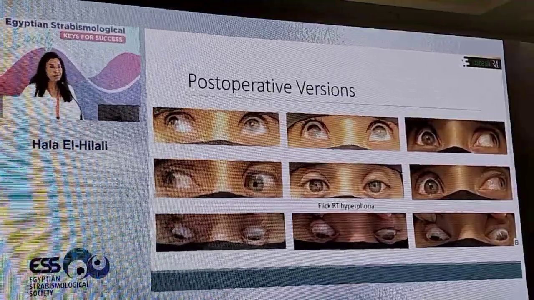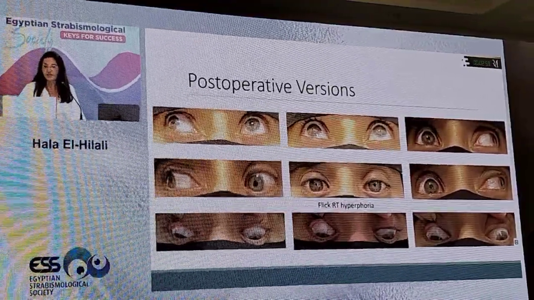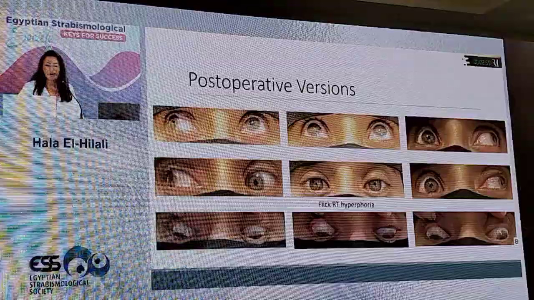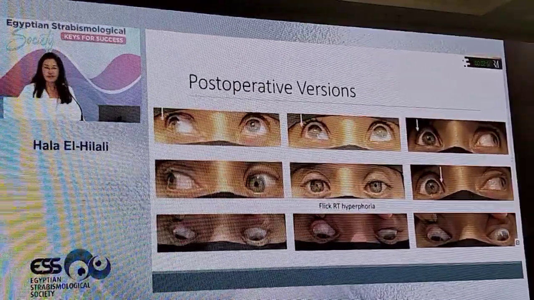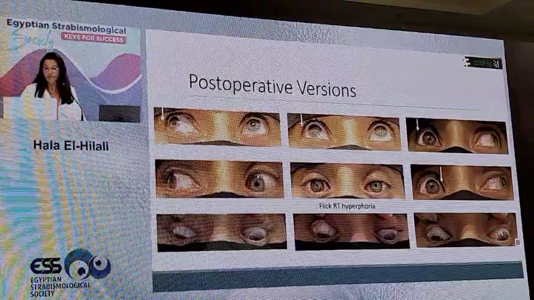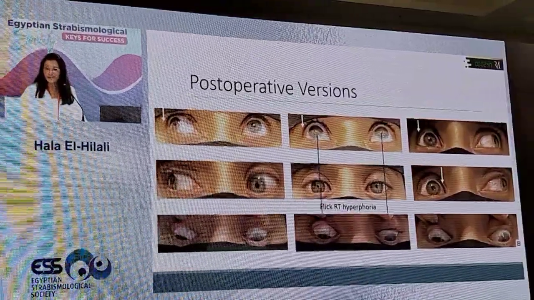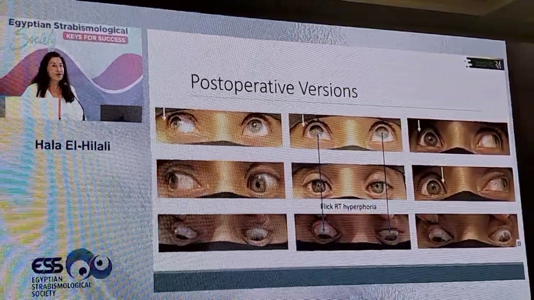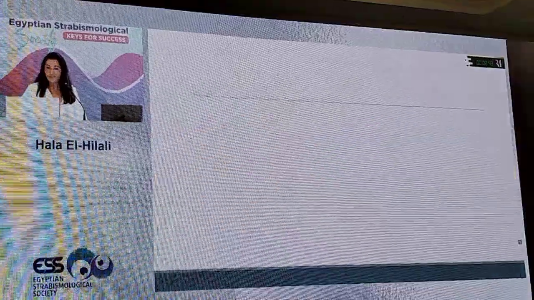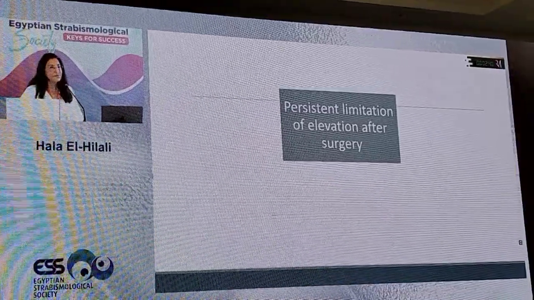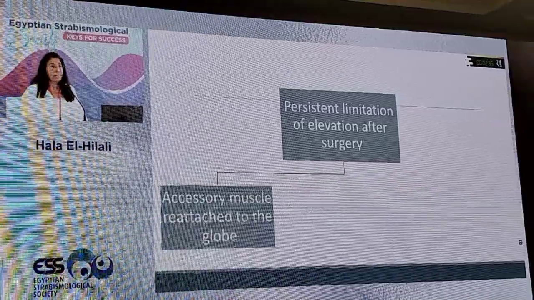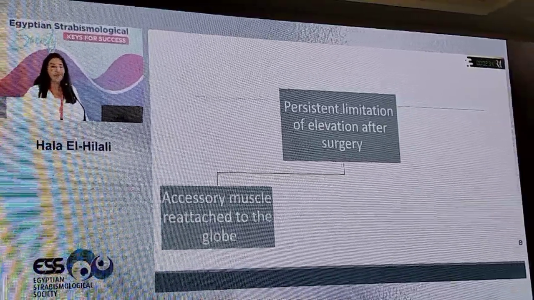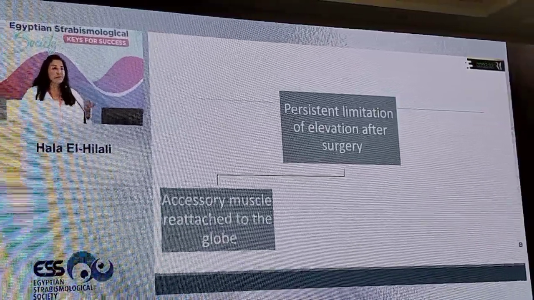There was improvement of the limitation of adduction from -3 to -2, but I still had the limitation of elevation in upgaze, in all upgaze positions. And there was collapse of the V-pattern. So, why was there still persistent limitation of elevation after surgery? Because the accessory muscle may have reattached to the globe, and I think that this was my mistake.